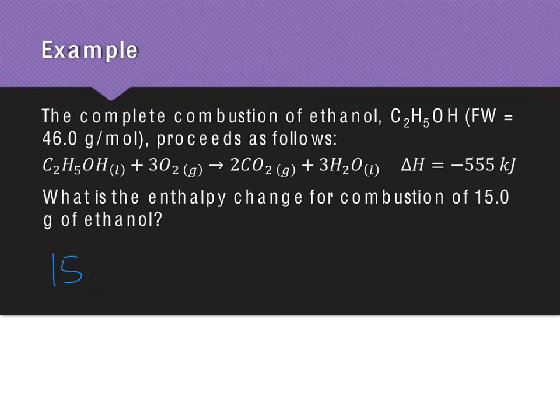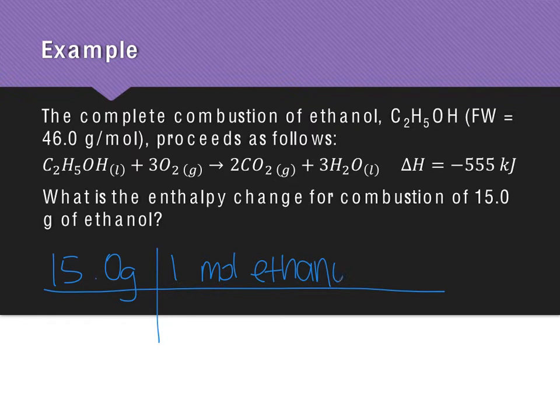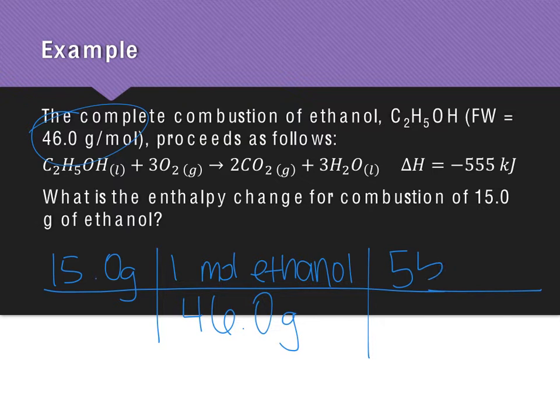You've got 15.0 grams of ethanol. Okay, we're going to 1 mole of ethanol. And unfortunately, they told us the formula weight is 46.0 grams. Why they told you is because it looks scary and they don't want you to be scared. I really don't know, actually. Okay, but now that we're in 1 mole, this reaction happens when 1 mole of ethanol combusts. So that says that we are going to produce 555 kilojoules for every 1 mole of ethanol.